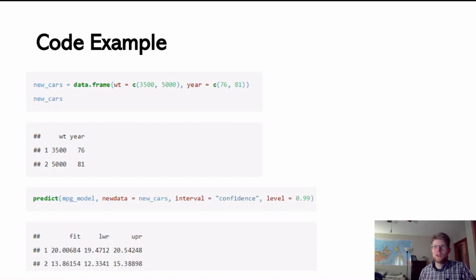Again, it's very easy to do with code. This is an example, by the way, of a confidence interval for the mean of y at 2 different x values. One is at weight 3,500, year 76. The other is weight 5,000, year 81. Notice that we do have 2 plugins. If we have 2 predictors, then we have to note what both of them are in the confidence interval expression. And if we want to do more than 1 point, we're doing 2 points, so 2 values for each predictor now. We're going to plug that into the predict function.